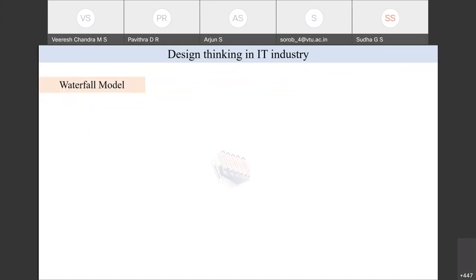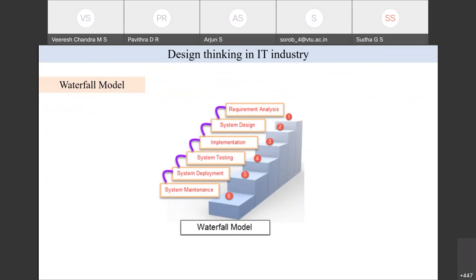So this was the waterfall model I was talking about, wherein this is the flow of the process. Initially, requirement analysis will be done. Depending on the requirements analyzed already, the system will be designed using the teams, or the software will be designed. Once the system is designed, implementation takes place, immediately after the design. Once the implementation is done, testing is done.